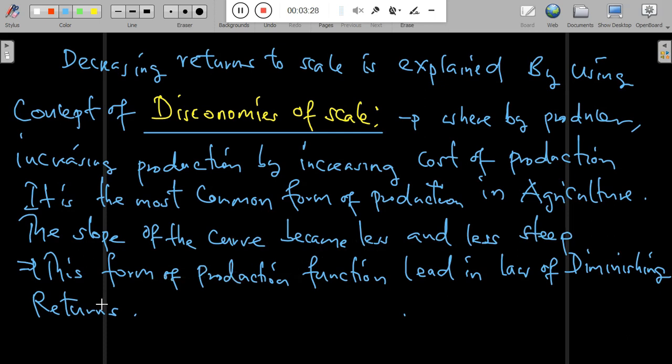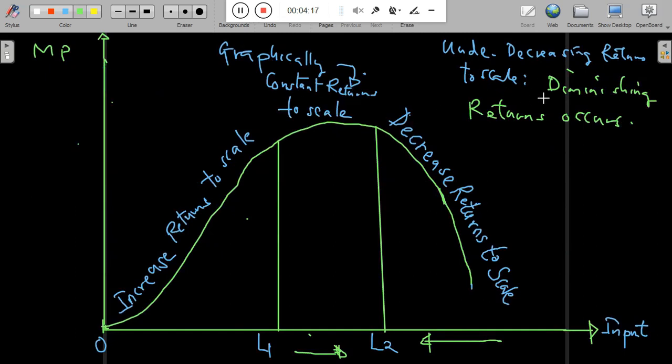It is the most common form of production in agriculture. So the slope of the curve becomes less and less steep. This form of production function leads to the law of diminishing returns. So with the law of diminishing returns, I hope you understand, when the total product and average product increase, they reach a maximum point where they will start to decrease.